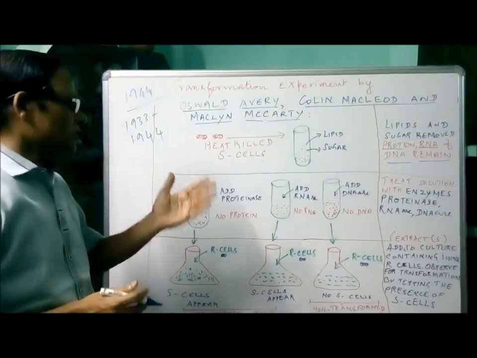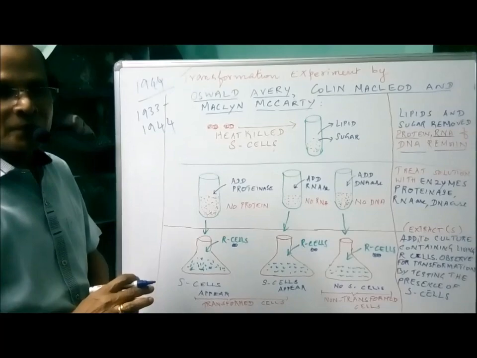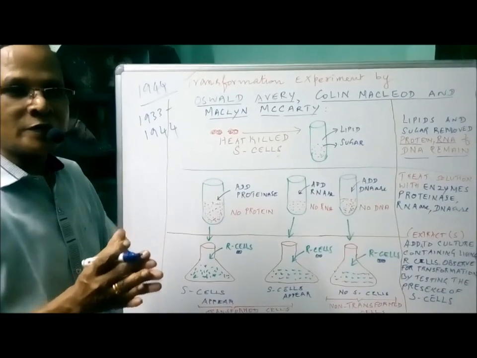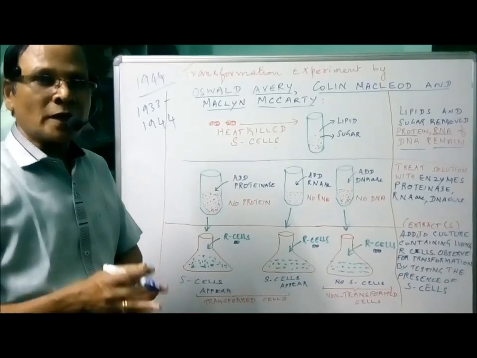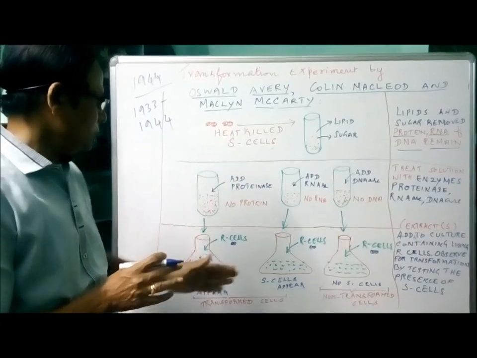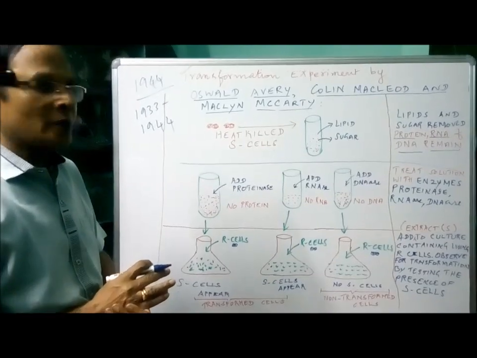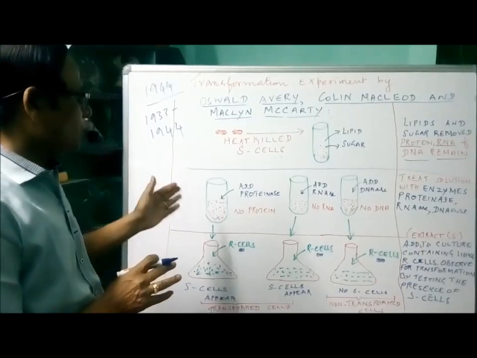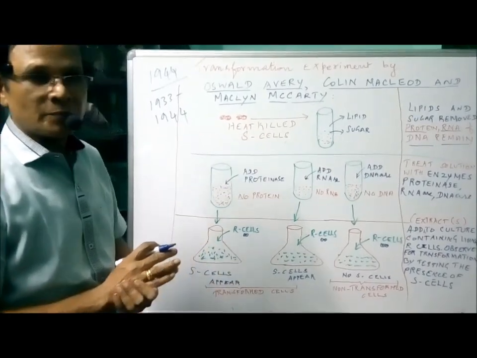Now, when this extract was added to a culture having R cells, what would happen? The R cells transform from their rough surface character to a smooth surface, and also become pathogenic. When the extract was added to the medium having R cells, the R cells became transformed into S cells and also became pathogenic. Now, they wanted to find out whether it was protein, or RNA, or DNA that was the genetic material.